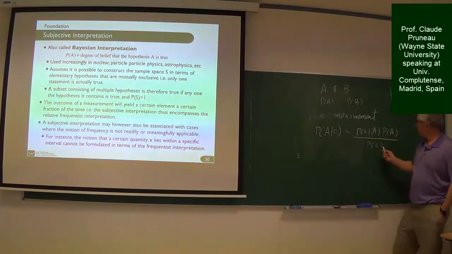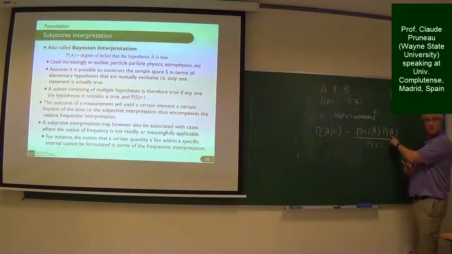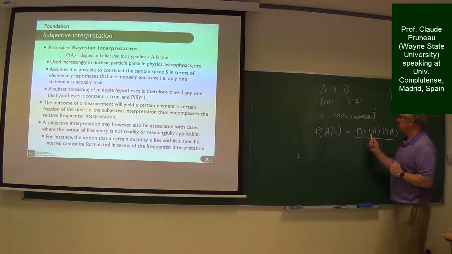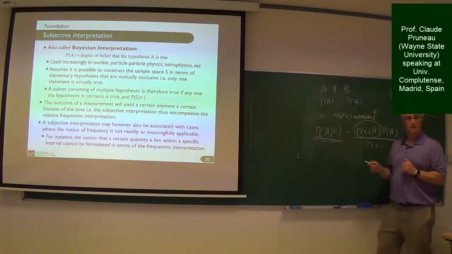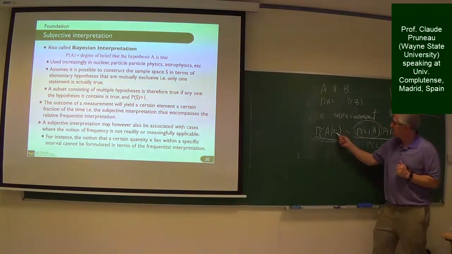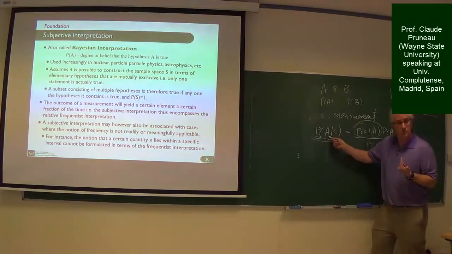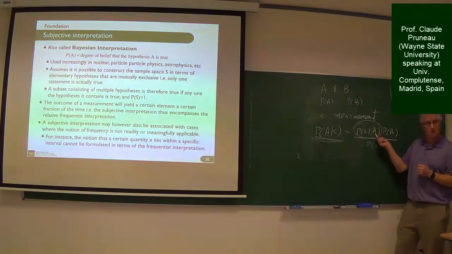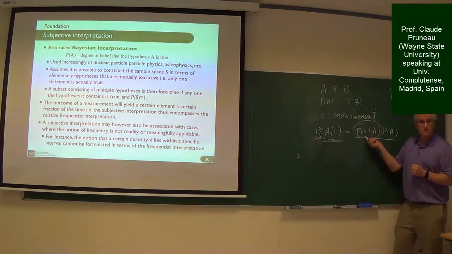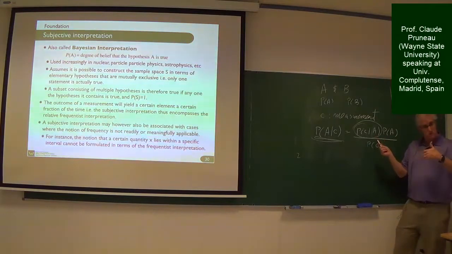So what this is: I have a measurement. The precision of my measurement will determine what I get here. What I know ab initio about theory A will determine this number, and this is my measurement, okay? I measure C, and I can ask myself, what is the probability that A is correct? Well, the probability that A is correct will depend on the probability of A producing the measurement C.